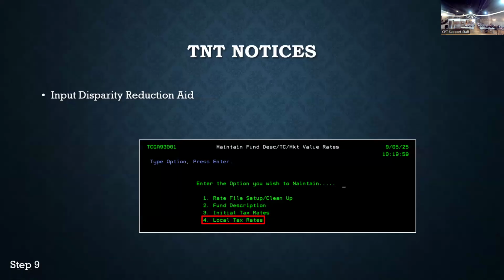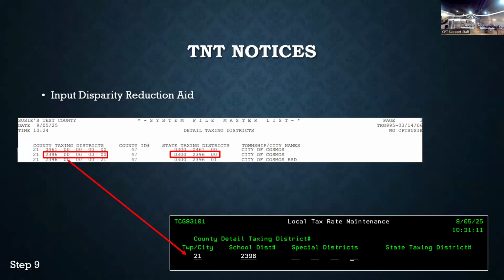So then we go into our option 4 to do our local tax rates. That's where you input your disparity reduction aid. And you're going to take, remember we found this from our state list, which is this in our CPT, and you're going to put it in down here, or that'll be at the top of your screen.